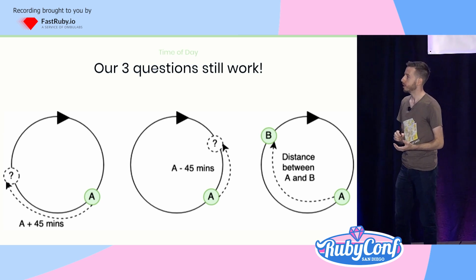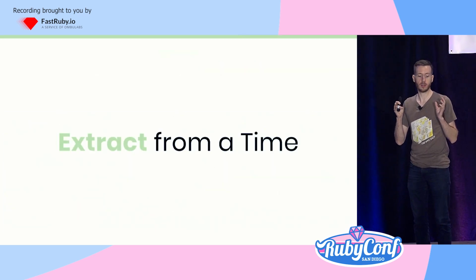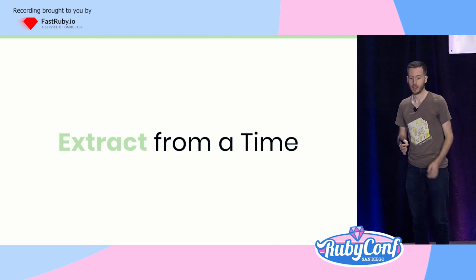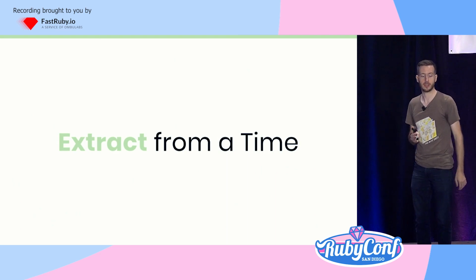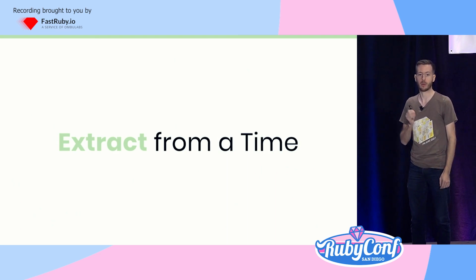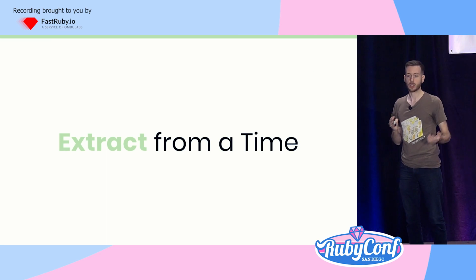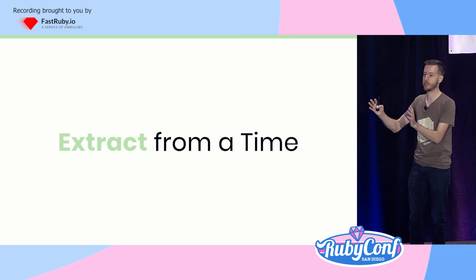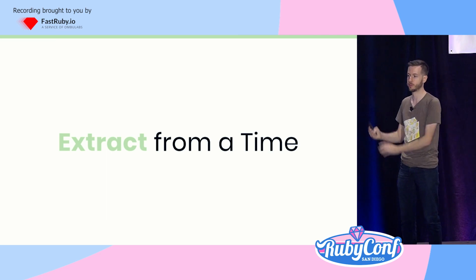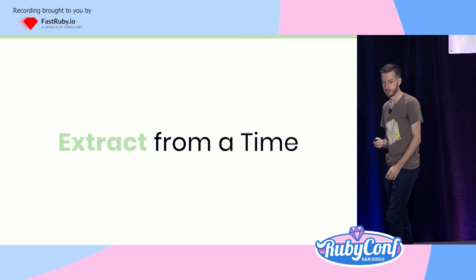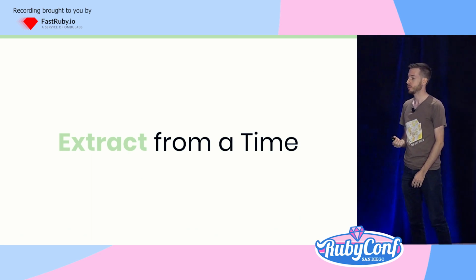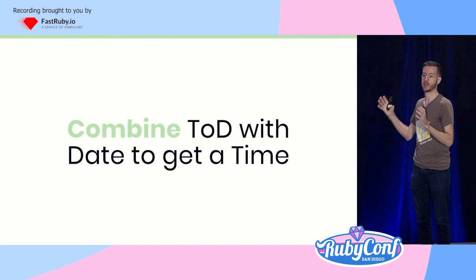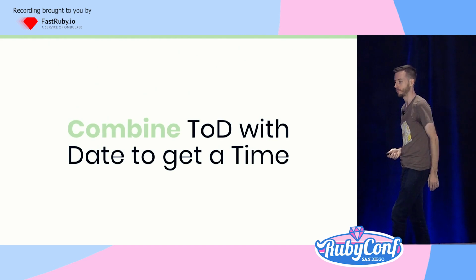Another thing that we could do is take an instance of time, a moment, that has precision that gives us hours, minutes, seconds, and turn that into a time of day. So we can take a full timestamp and say, just give me the time of day for that, and then I will use it for future calculations. And we can do the opposite. We can take a time of day, that's just a generic idea of 5:30, combine that with a date, and get back a time.